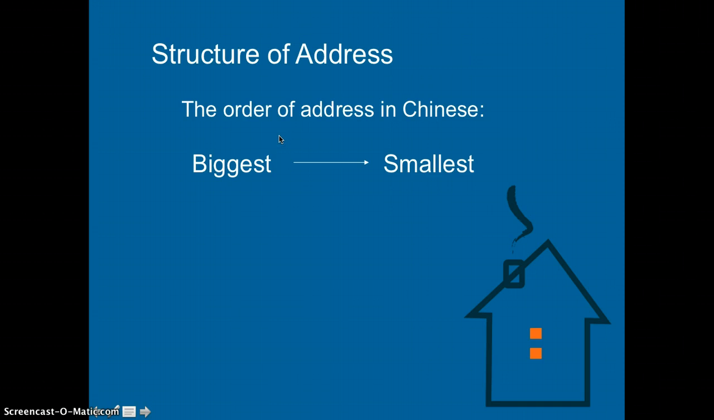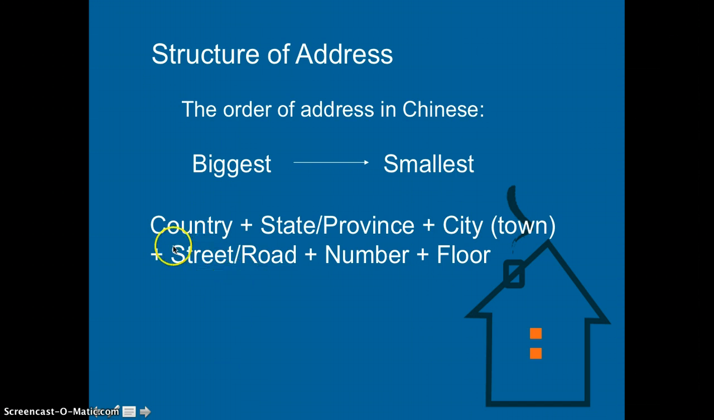Okay, so when we put them together, remember we do it from the biggest unit to the smallest unit. So we have country, state, province, because in China we use province instead of state like here. And city, street or road, number, floor, you just do it from largest. You do country first, and then state and city, and then street, and then number. Because a street is long with a lot of houses on it. So then you look for the number, and last is the floor.